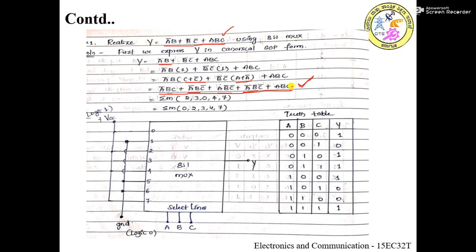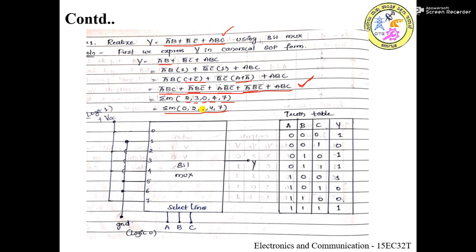Now we have to represent this using a min term representation. Min term representation means we have to write the decimal digit indications for the corresponding input combinations. Here a bar b c is 0 1 1, that is 3. Next 0 1 0, that is 2. 1 0 0 is 4. 0 0 0, that is 0 here. 1 1 1, that is 7. Now if you write it in ascending order, sigma m 0 2 3 4 7.